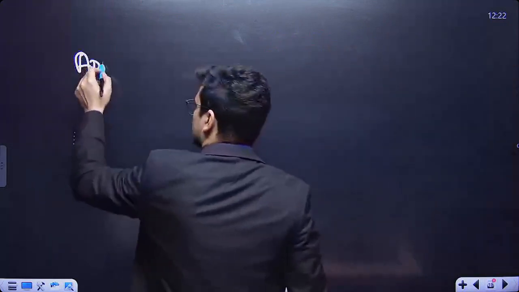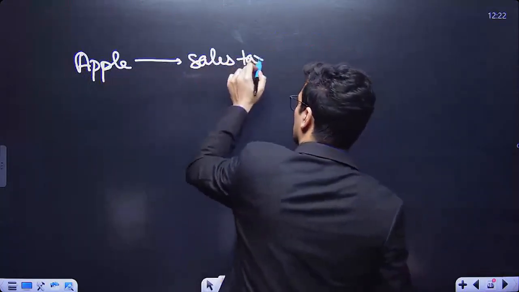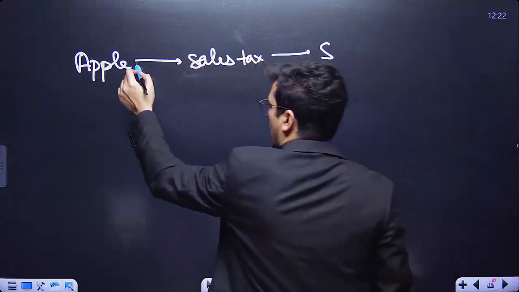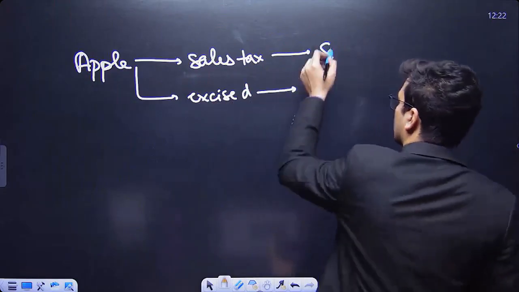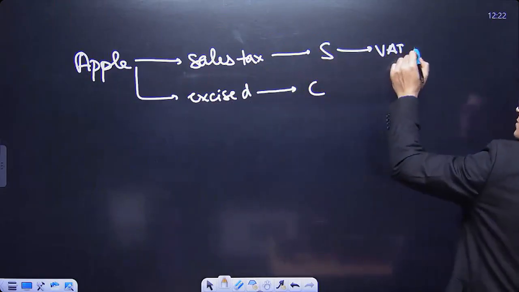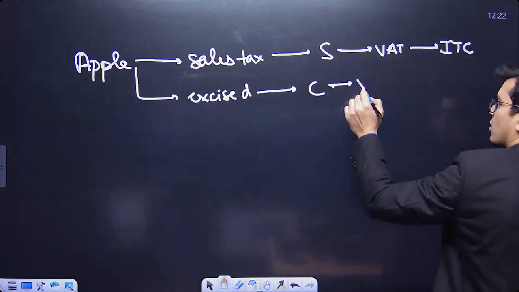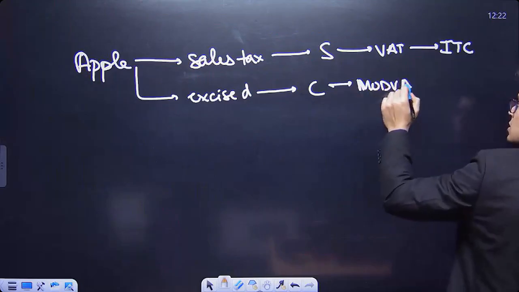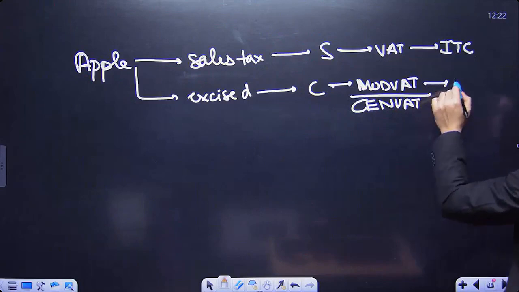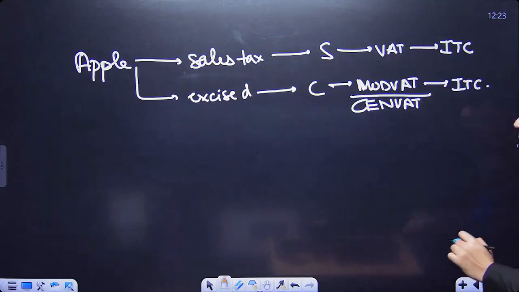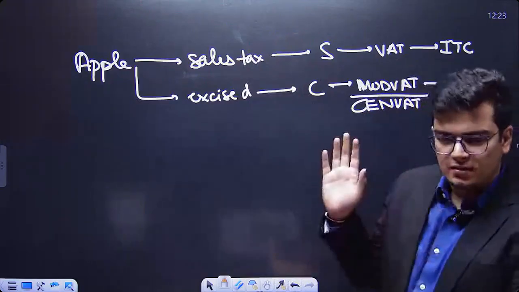Apple has to deposit certain sales tax to state government. Apple has to deposit excise duty to central government. This is also under the VAT system, so there must be some input tax credit. This is also under MODVAT or CENVAT system, so there must be some input tax credit. यहां पर भी इनपुट टैक्स क्रेडिट होगा, यहां पर भी इनपुट टैक्स क्रेडिट होगा. तो इनपुट टैक्स क्रेडिट की प्रॉब्लम नहीं है.